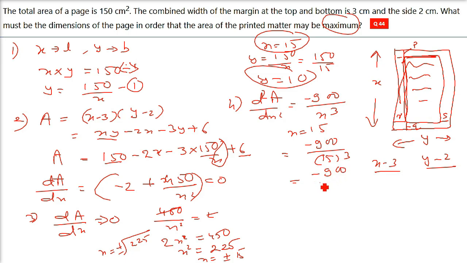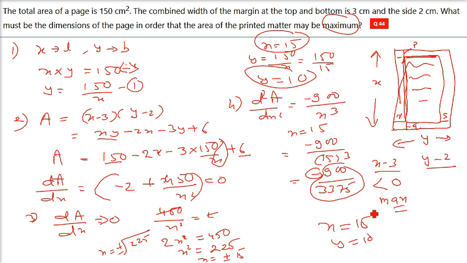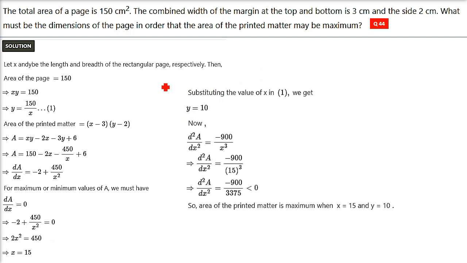You put x equals to 15, that is going to be the x value, because we have just discarded x equals to negative 15. So you don't worry about the number, you worry about the sign. When it is less than 0, you are definitely going to get the maximum. What is the maximum at x equals to 15, y equals to 10? This is your answer. And if you solve it using the complete diagram, with margin also shown, it will be easier for you.